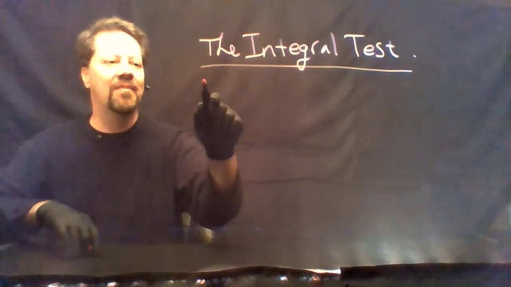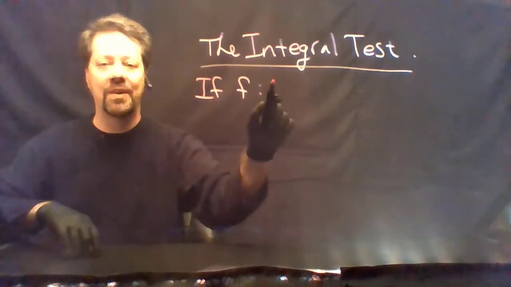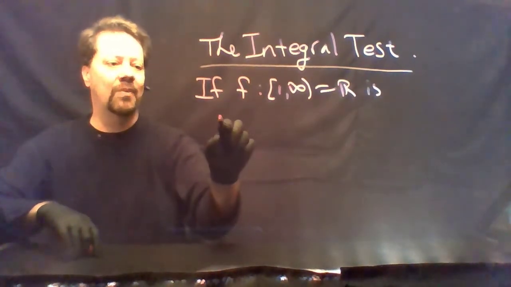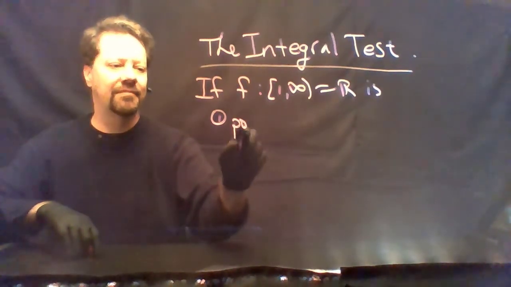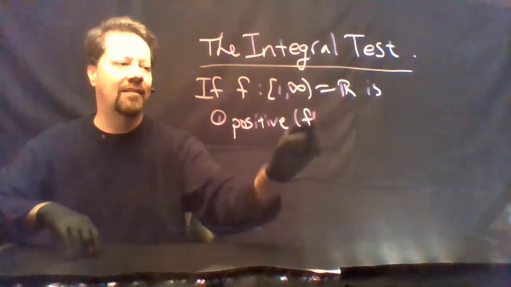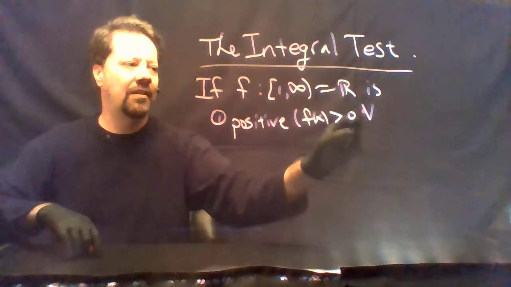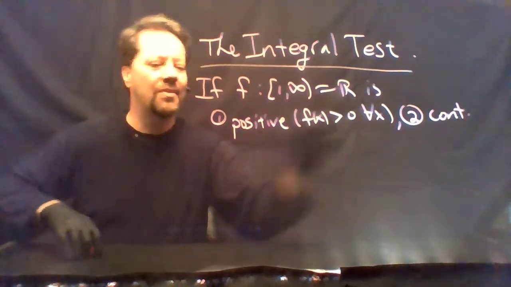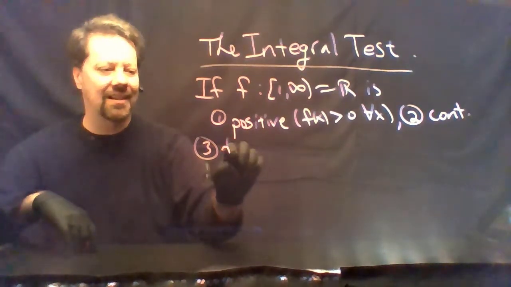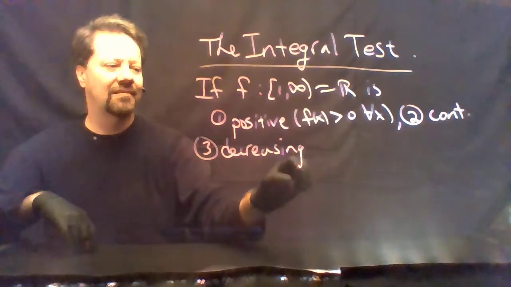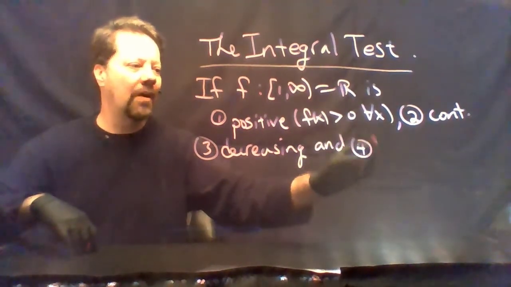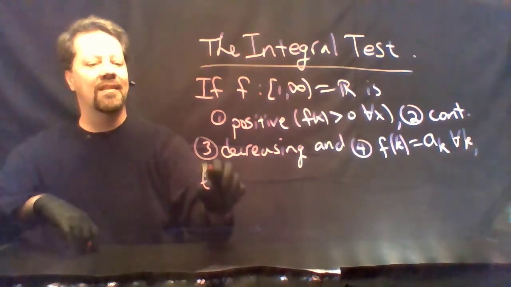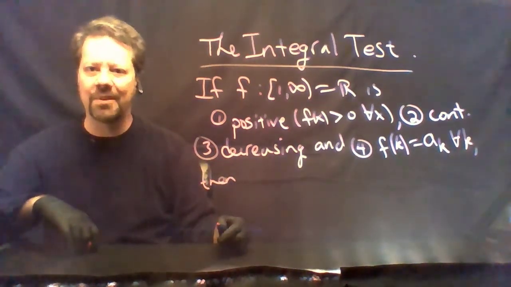And it goes something like this. If f, which maps from 1 to infinity into the real numbers, is 1, non-negative, it's positive, meaning f of x is greater than 0 for all x within the domain 1 to infinity; 2, continuous; 3, decreasing; and 4, f of k equals a sub k for all k that are elements of the set of natural numbers.